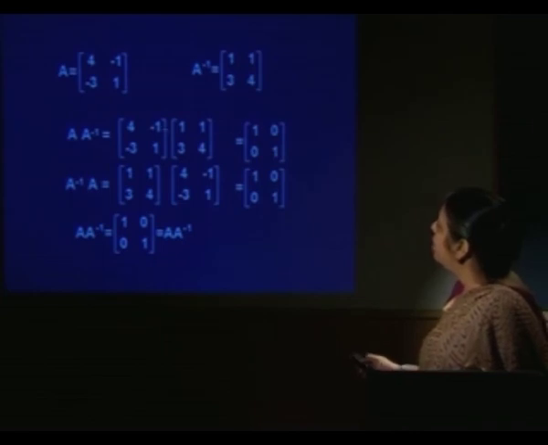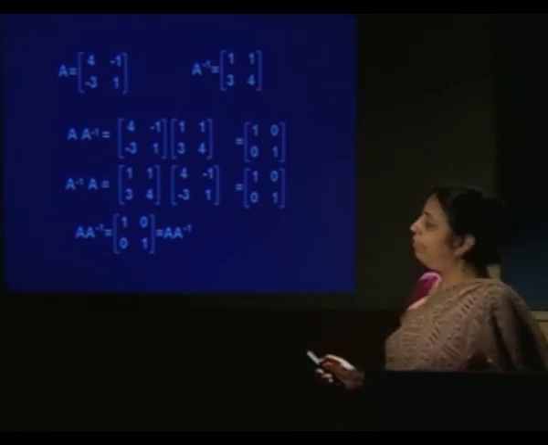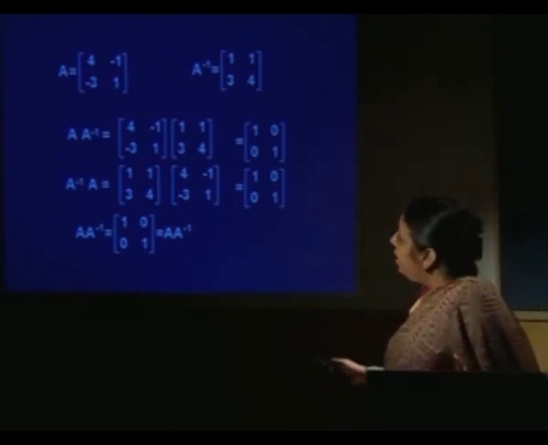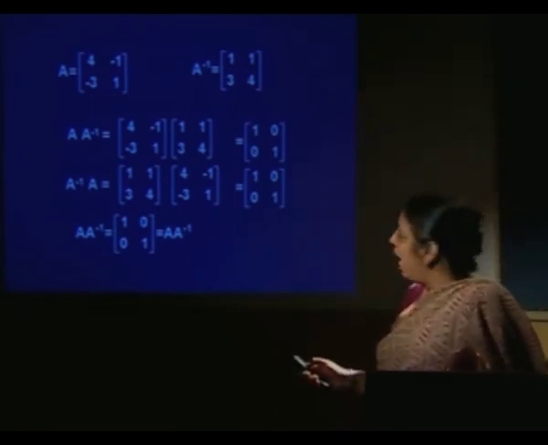If I multiply the first row by the first column, the result is 1. First row, second column, the result is 0, 4 minus 4. Minus 3, 1, 1, 3, 0. Minus 3, 1 and 1, 4, the result is 1. So, A times A inverse is identity, but this is not enough. One has to prove that A inverse A is also identity.